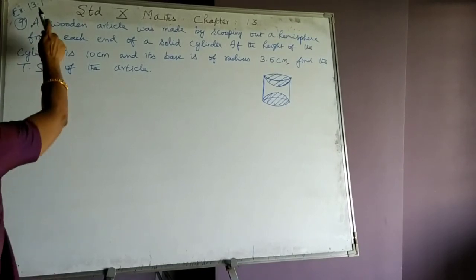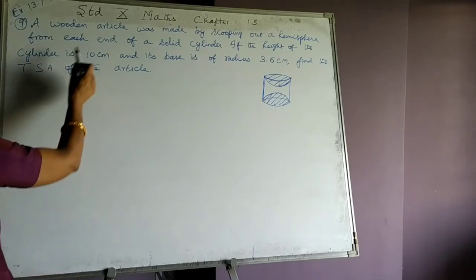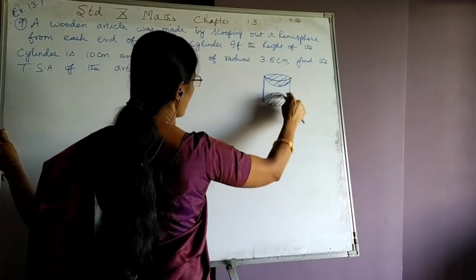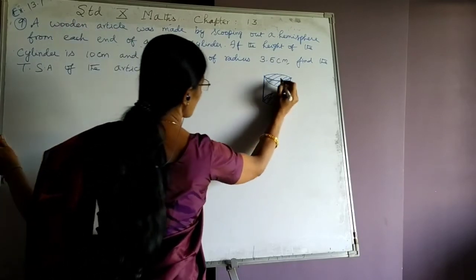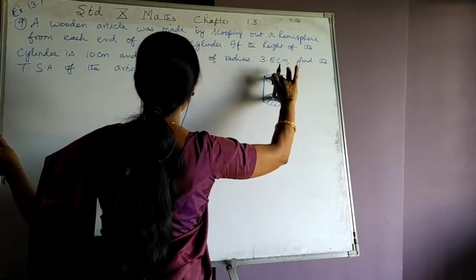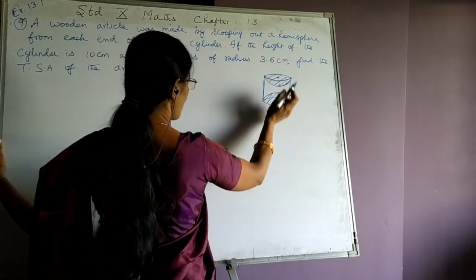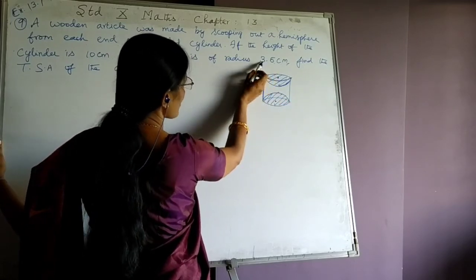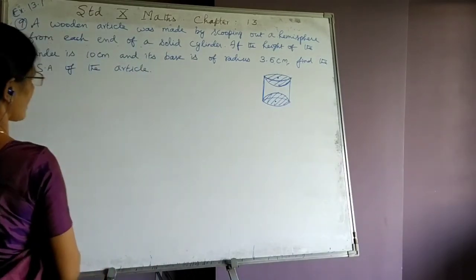Exercise 13.1, ninth question. A wooden article was made by scooping out a hemisphere from each end of a solid cylinder. There is a solid cylinder. From each end, a hemisphere is scooped out. If the height of the cylinder is 10 centimeter, height of the cylinder is given 10 centimeter, and its base is of radius 3.5 centimeter. So radius of the cylinder is 3.5, as well as radius of the hemisphere is also 3.5 centimeter. Find the total surface area of the article.